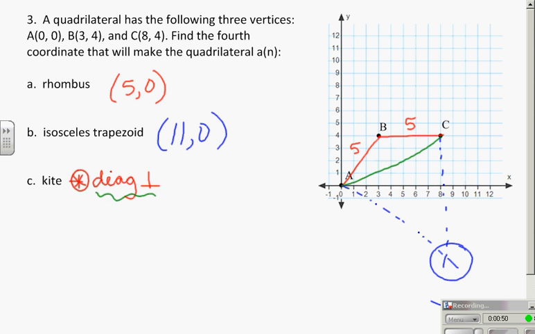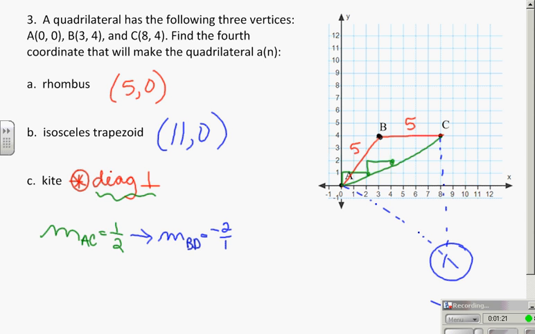So we could do the slope formula on A to C, or we could do it the old-fashioned way and count up 1, right 2, up 1, right 2, and if Mrs. Green draws a straighter line, we know that the slope from A to C is 1/2. Now if they're perpendicular, that means that the slope from B to D is the opposite reciprocal, -2/1. And that old-fashioned way works pretty slick.